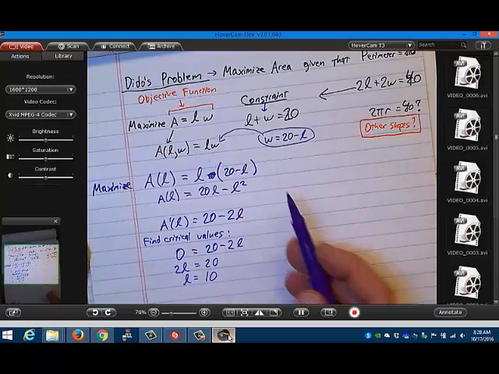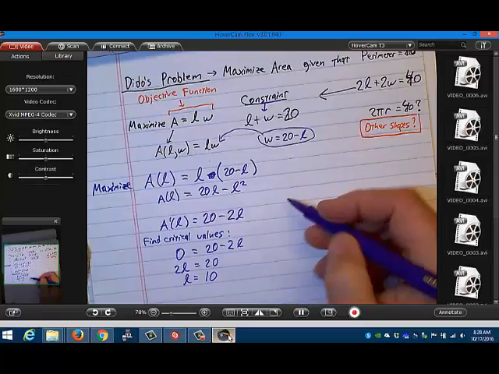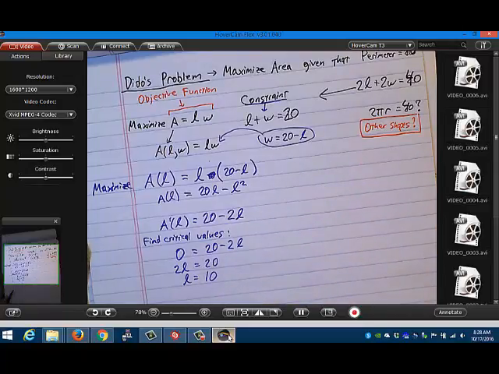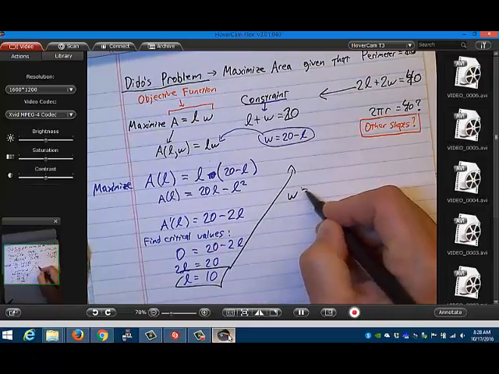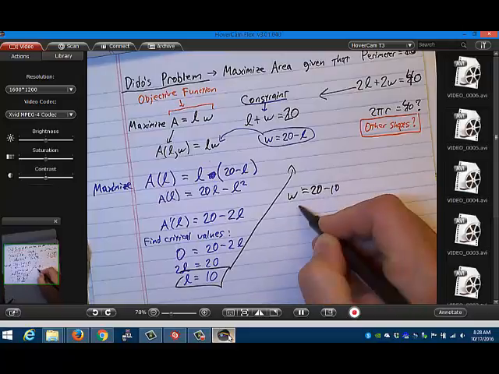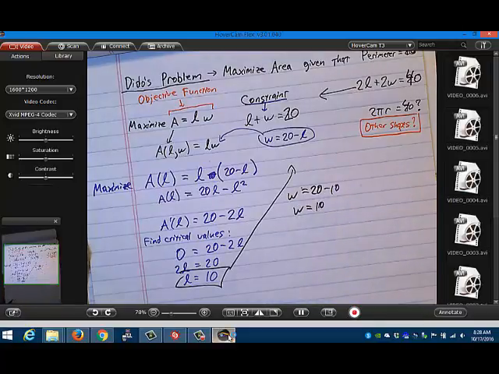And then what I like is if you set it up this way, notice what you can do now. You can go back to the constraint. And if you substitute in here, you can also say W equals 20 minus 10, so W is 10, which means the ideal shape for our city is a square, if you're constrained to rectangles.